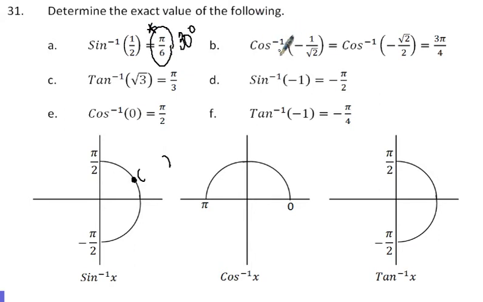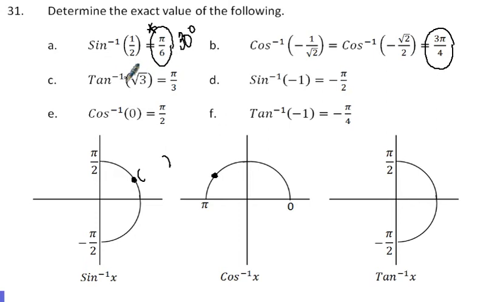So then again, cosine inverse of -1 over root 2. Basically, -1 over root 2 is the same as root 2 over 2. So you know that since it's negative, you're going to be over here in the second quadrant. And in the second quadrant, root 2 over 2 is 45 degrees, or 3 pi over 4. So you know that the angle that you're looking at is 3 pi over 4.